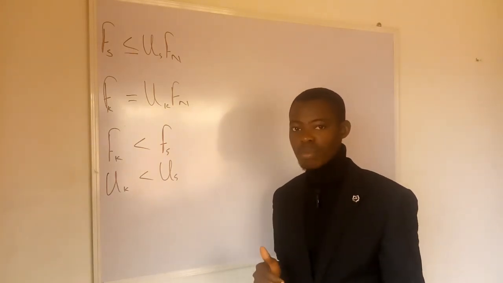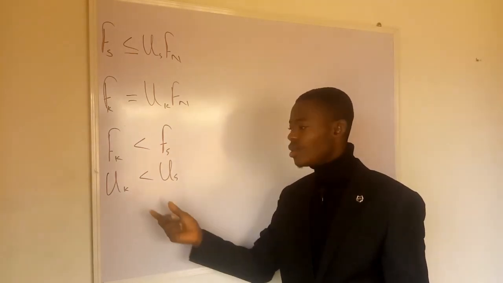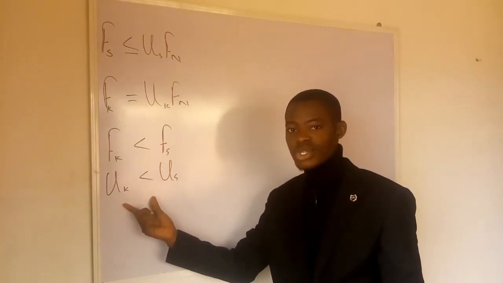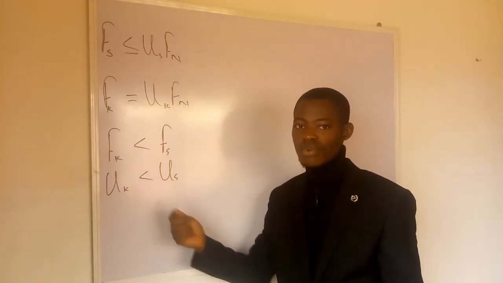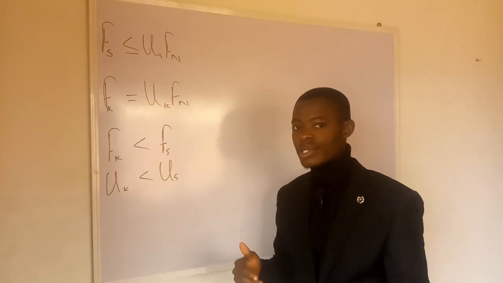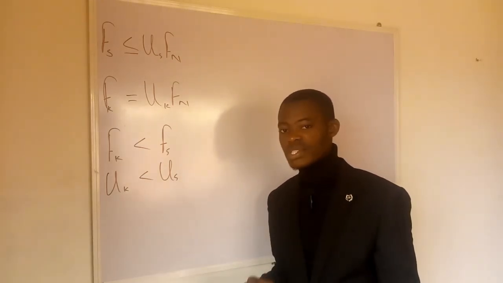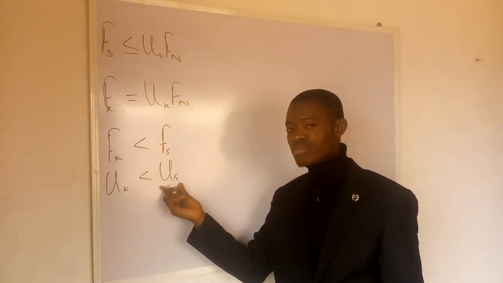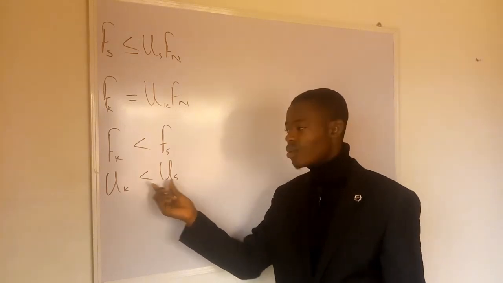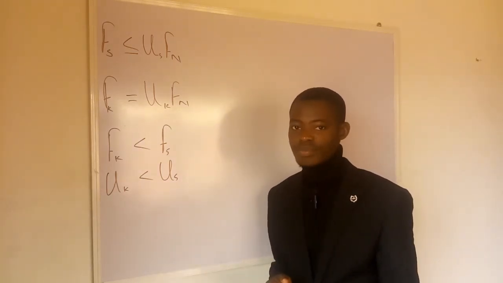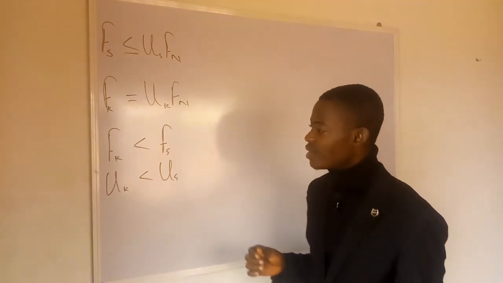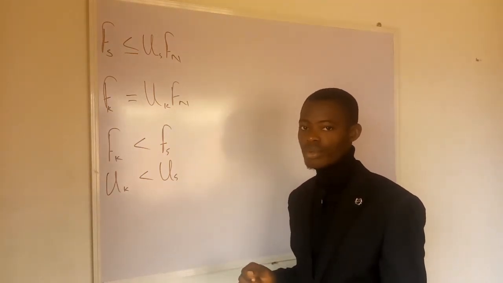There are some problems where they won't specify what type of friction is given in terms of coefficients. You will be the one to identify it. If you are given two coefficients in a particular problem, the bigger one will be for the static friction, while the smaller one will be for the kinetic friction. Perfect. Now, if that is the case, we can proceed.